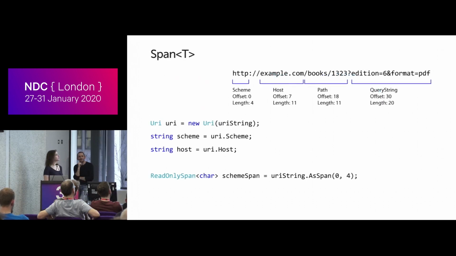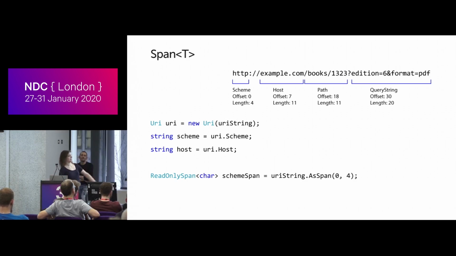The last one I want to talk about is Span of T, which is a relatively new feature of C#. Spans are a way of indexing into contiguous memory. This is an example from Ian Griffiths' new book about C# 8, and I have stolen it. I did ask him.